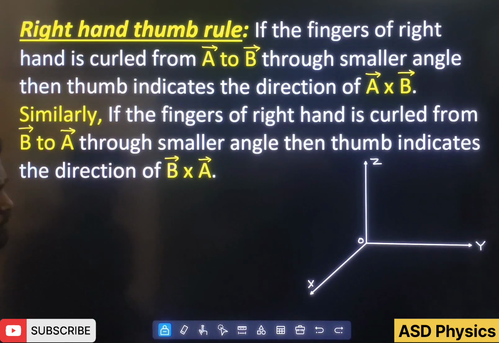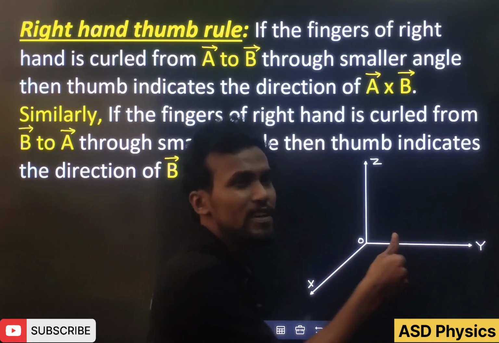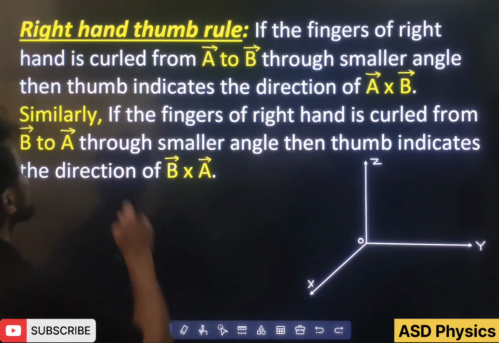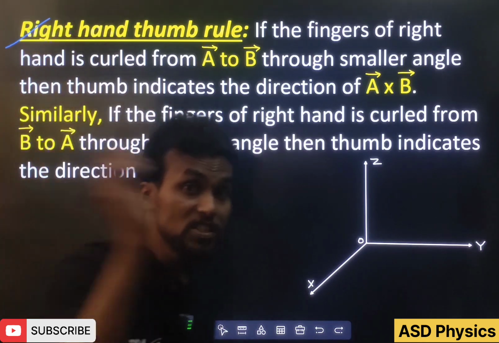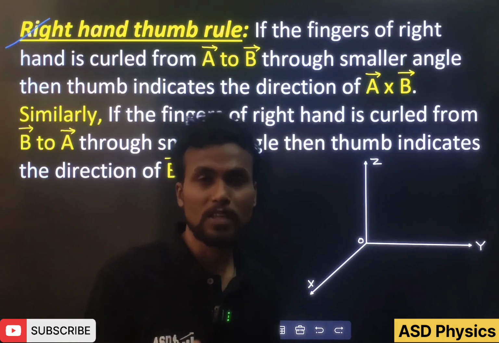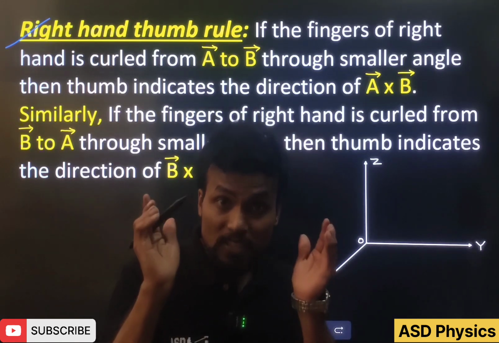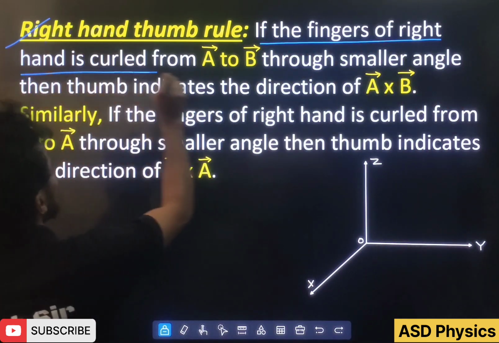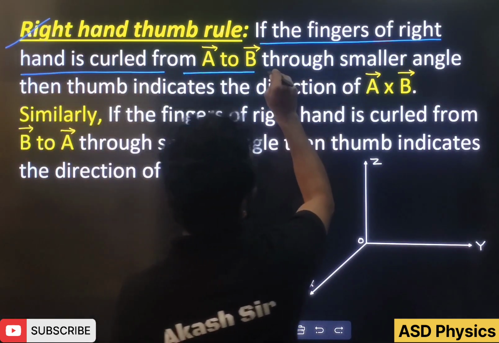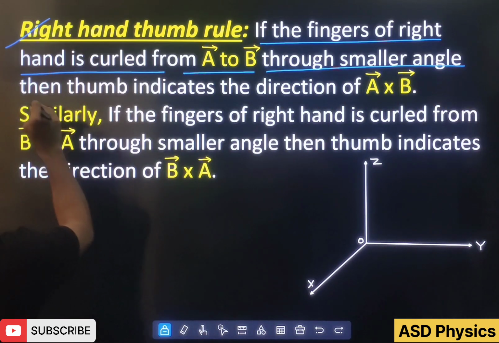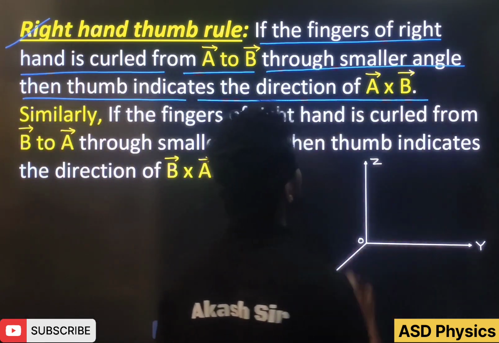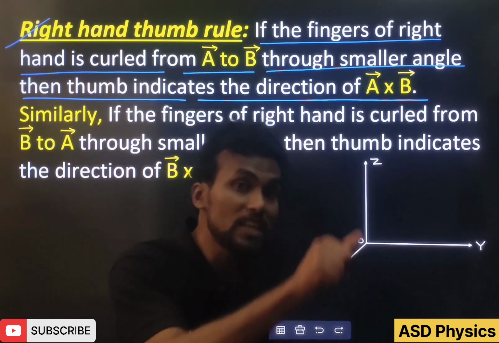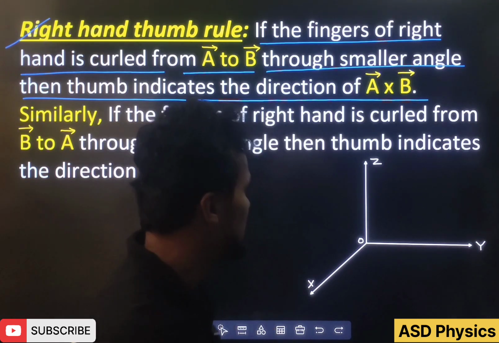See, right hand thumb rule. Before, you have seen that I was telling you to curl the fingers from A to B and all that. Now here we are going to see it in a well written manner. So see here, right hand thumb rule, very very important. Even in the moving charges and magnetism chapter, rotational motion chapter, wherever cross product is involved, this right hand thumb rule is very important. Okay, so see, if the fingers of the right hand are curled from vector A to vector B through a smaller angle, then the thumb indicates the direction of A cross B. What I am telling is, curl the fingers from where to where? A to B. Through which angle? Through the smaller angle. Then the thumb will indicate the direction of what? A cross B.